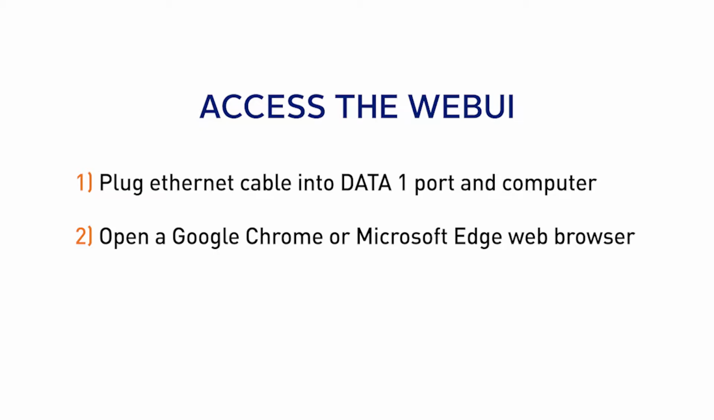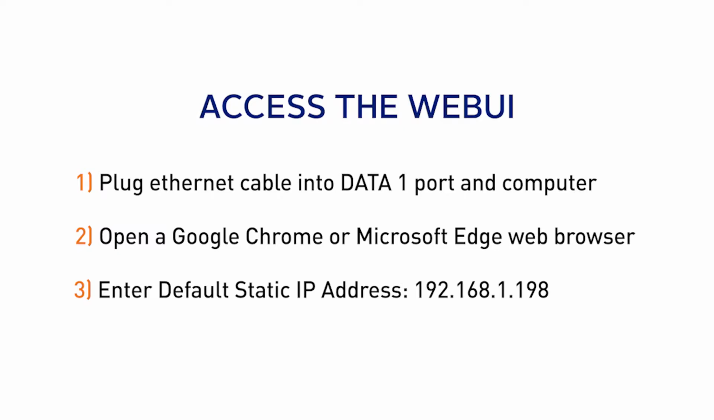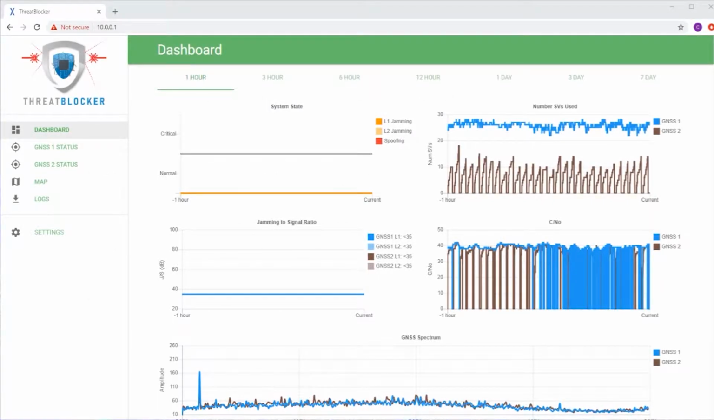All units come shipped with a default static IP address of 192.168.1.198 and a maintenance IP address of 10.0.0.1. In the address bar, enter the IP address of your unit. This will bring up the ThreatBlocker Web UI page. This is the default view. On the left, we see some status and settings options, and the dashboard takes up the rest of the window.